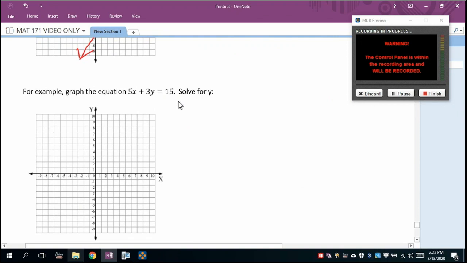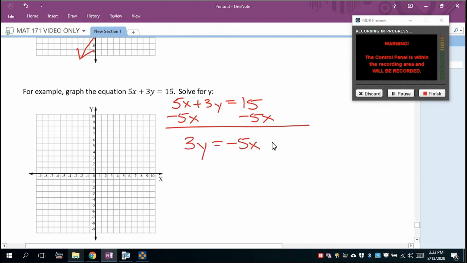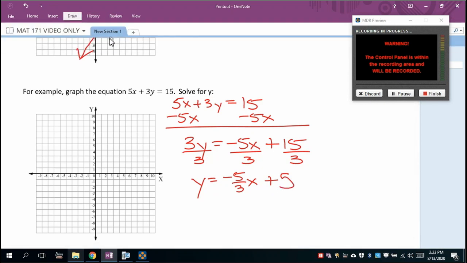All right, so let's do this next one here. So 5x plus 3y will equal 15. We'll take away the 5x from both sides, and we'll get 3y equal to negative 5x plus 15. We divide everything by 3. So y will equal negative 5/3 x plus 5. So we start here at positive 5, go down 5 and over 3. Down 5, over 3. And that's what you're going to get.